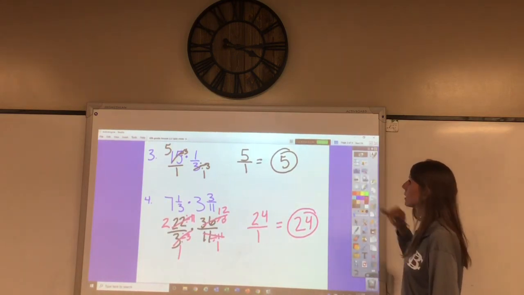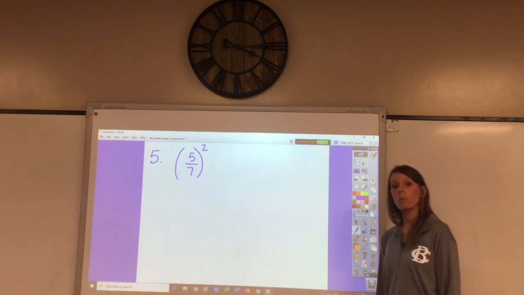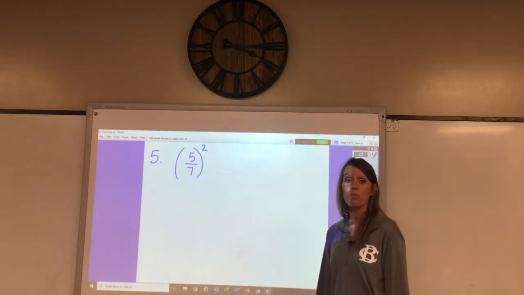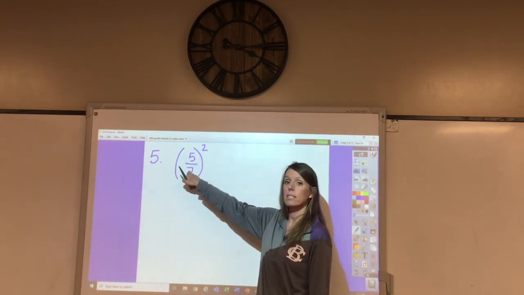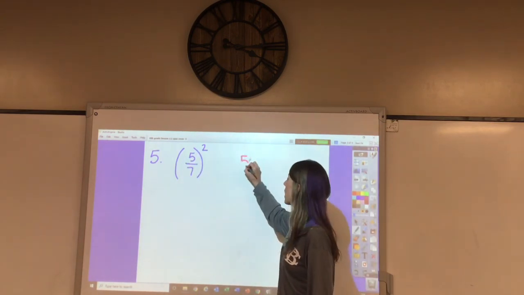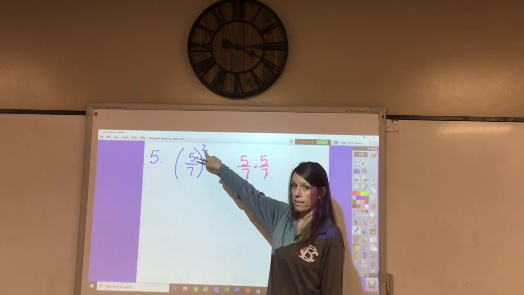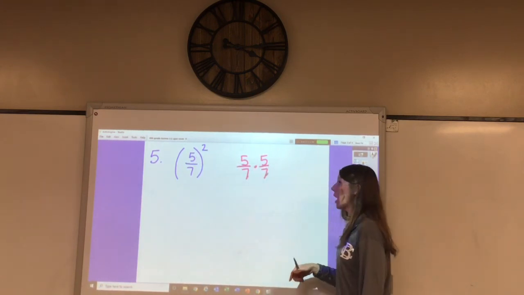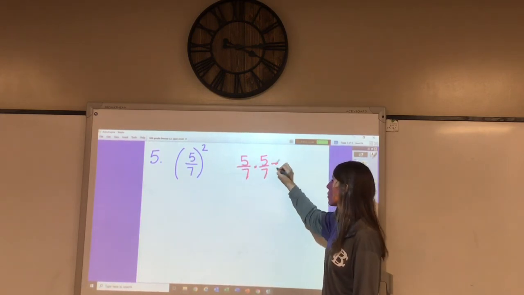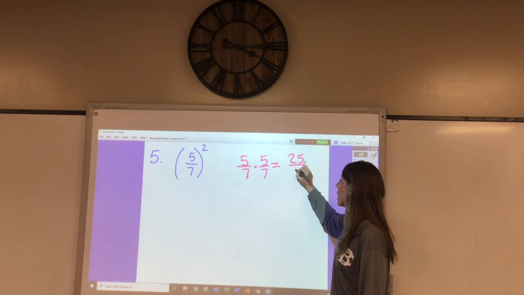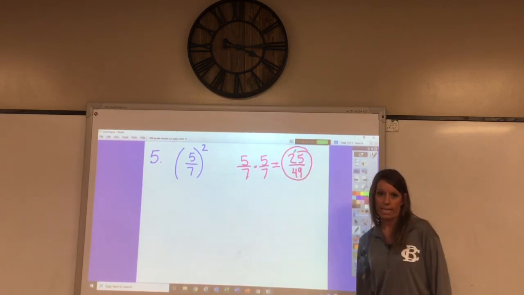All right, last one I'm going to look at, okay? 5/7 squared, to the second power. Now, if you remember from our exponents unit, when you have a little bitty 2 here, it just means this times itself. So I've got 5/7 times 5/7. I have it twice, multiplying it by itself. All right, so there's nothing I can do with 5 and 7, so just got to go across the top, across the bottom, and I can't reduce that, so that is my answer.